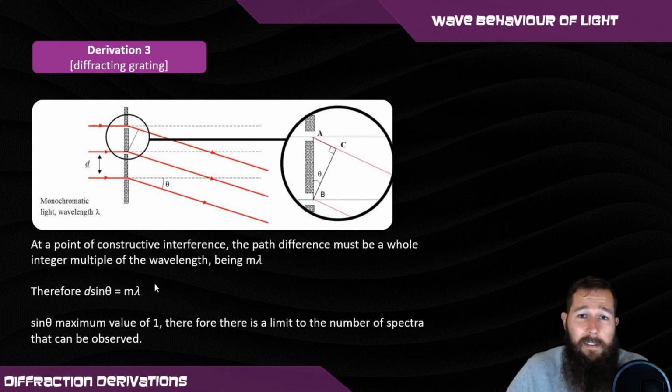And notice that this is the exact same equation as for double slit. Adding to that, sine theta has a maximum value of 1. So when we use this equation, there's a maximum number of spectra that we can observe on the screen.